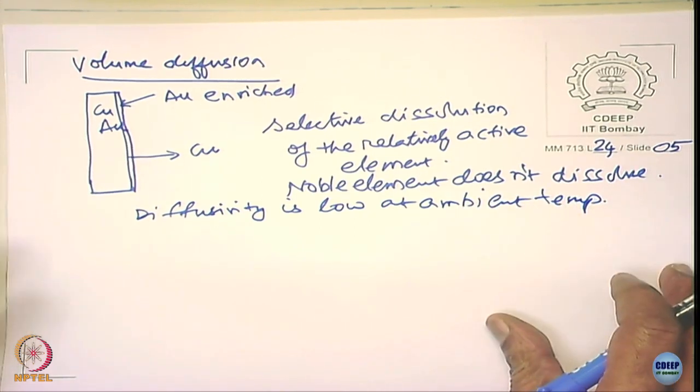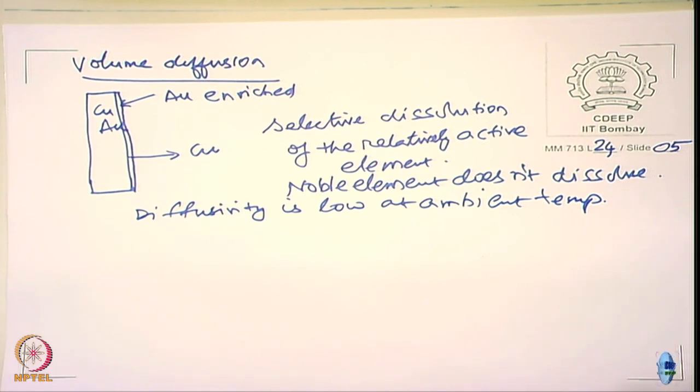You might have heard of high temperature oxidation, right? There you talk about diffusion of aluminum, diffusion of chromium to the surface, diffusion of silicon to the surface, getting oxidized, forming a nice protective film and all that is possible. But at ambient temperature, the diffusion of these elements is so low, you do not expect them to continue with the dissolution process.